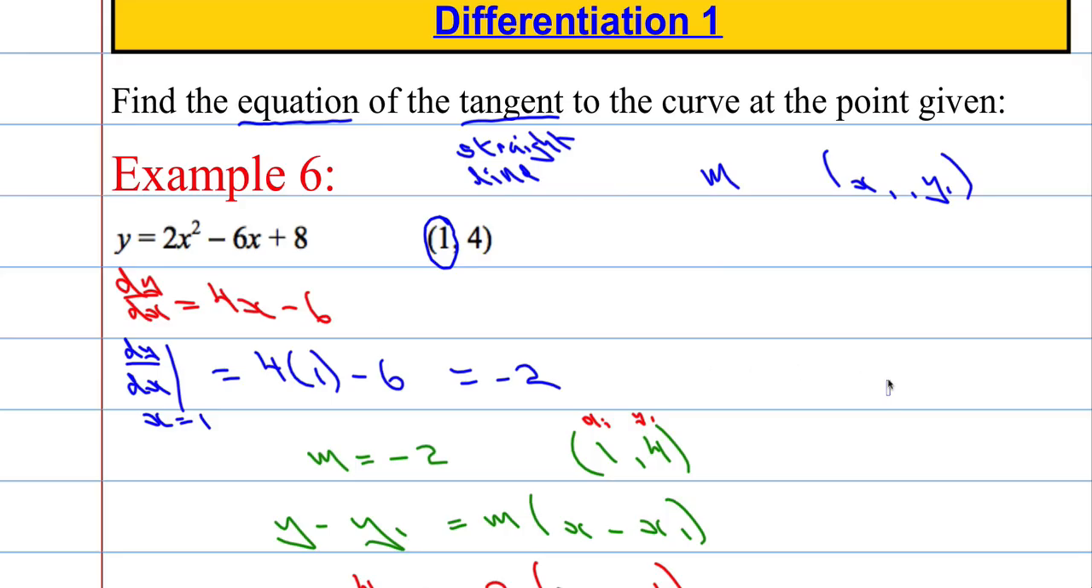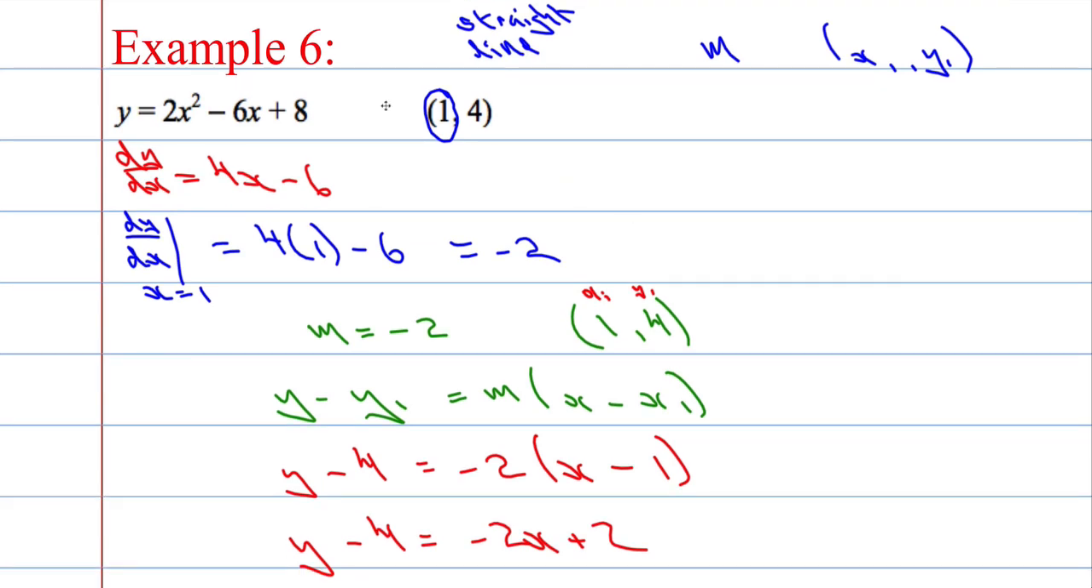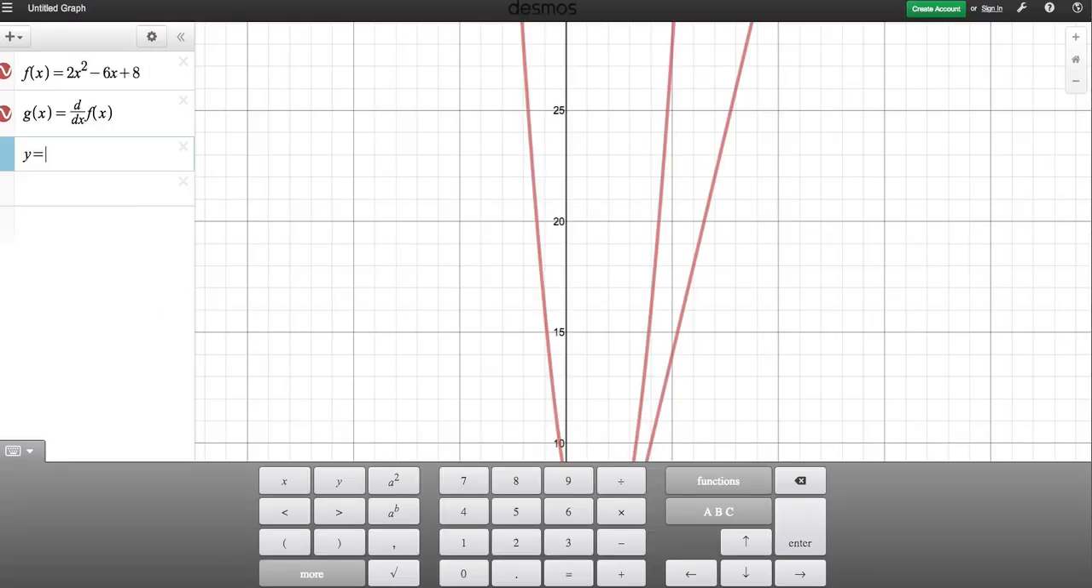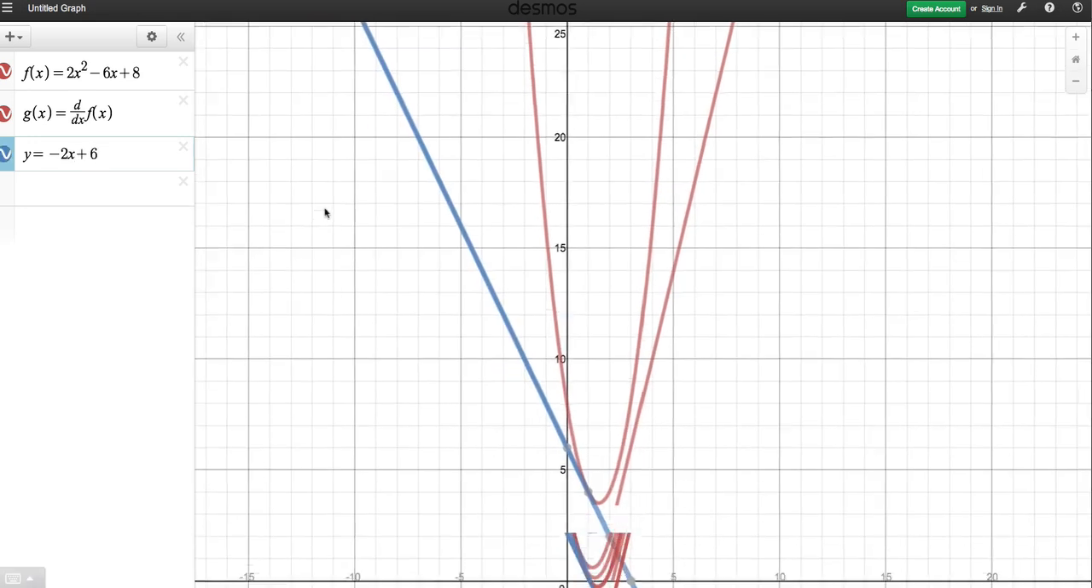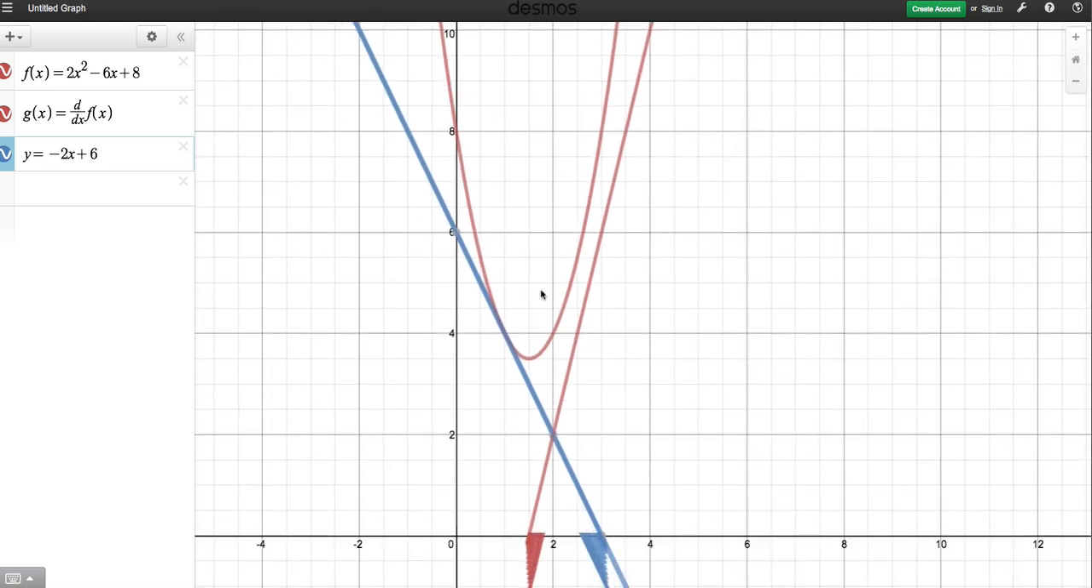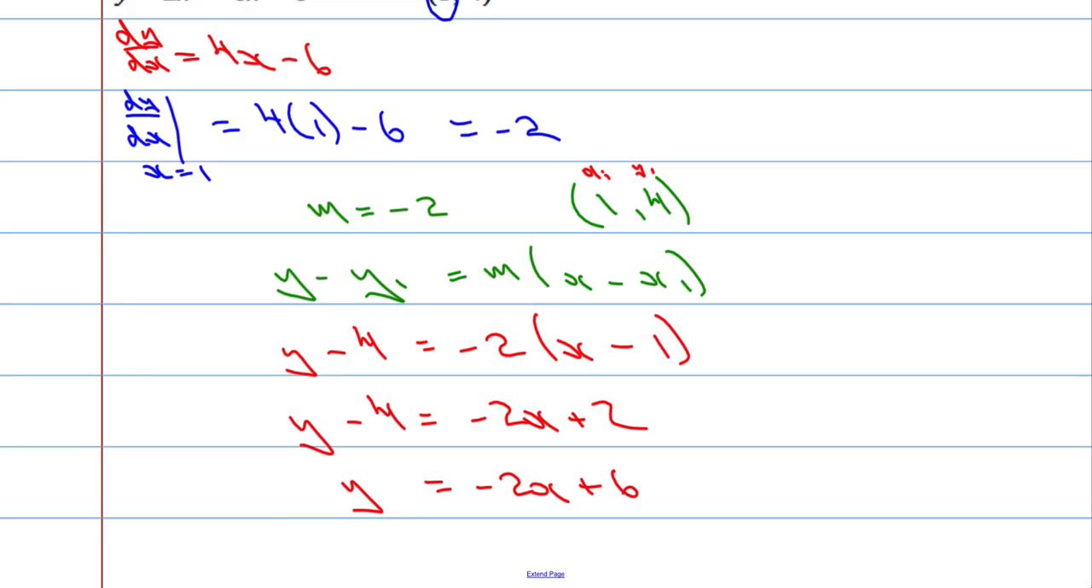And I want to see if the tangent to the curve at 1, 4 is y equals -2x plus 6. Let's try that. So y equals -2x plus 6. When x equals 1, you can see it here. Zooming in. When x equals 1, lo and behold, that looks like a tangent. So the equation of the tangent to the curve when x equals 1 is -2x plus 6. Spot on. Alright, one more.